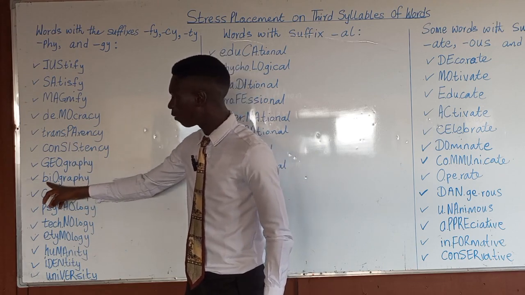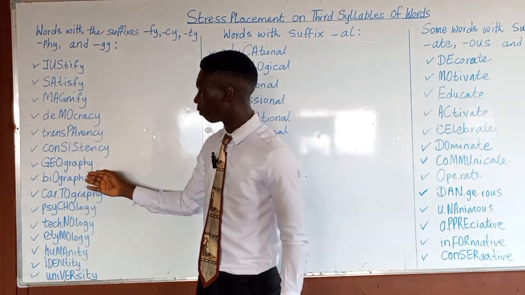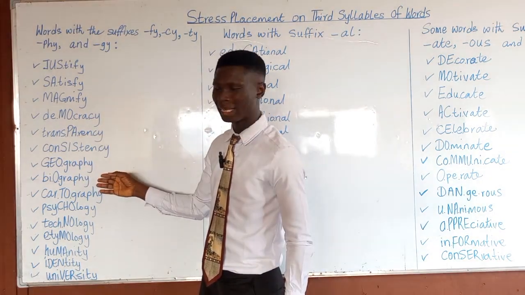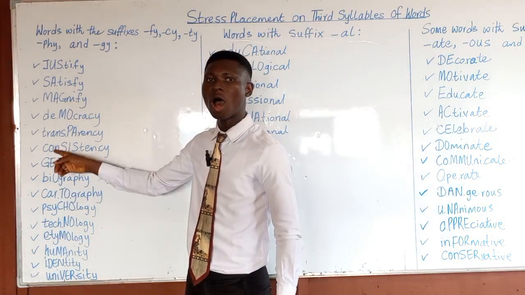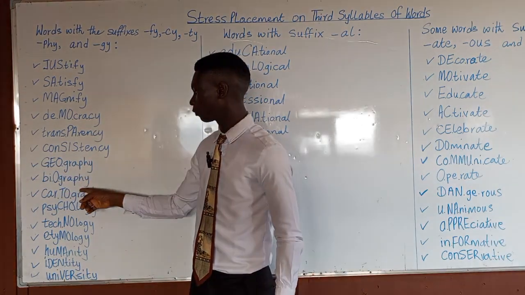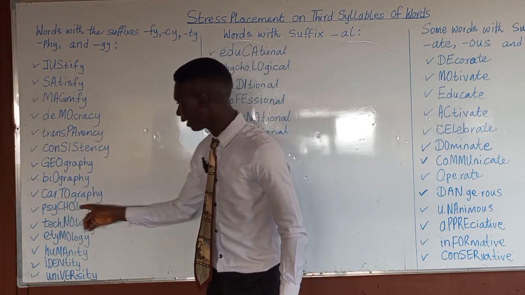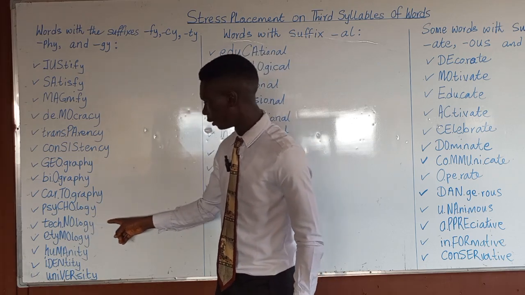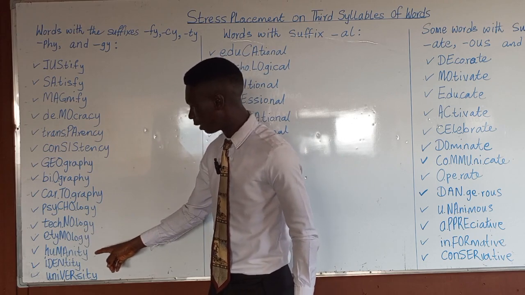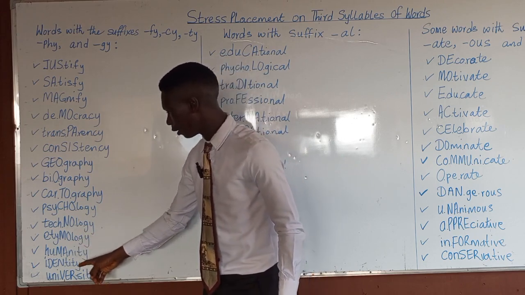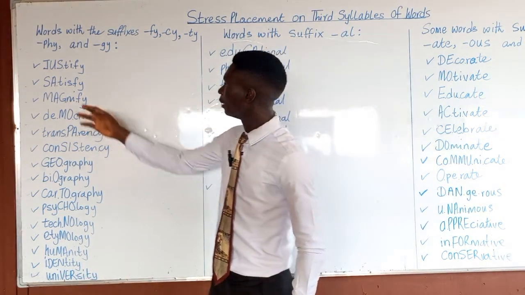It has 4 syllables in it. So it's not biology. It is what? Biology. And the stress is on biology. So we have also cartography, psychology, technology, etymology, humanity, identity, university. So pay attention to the stress syllables.